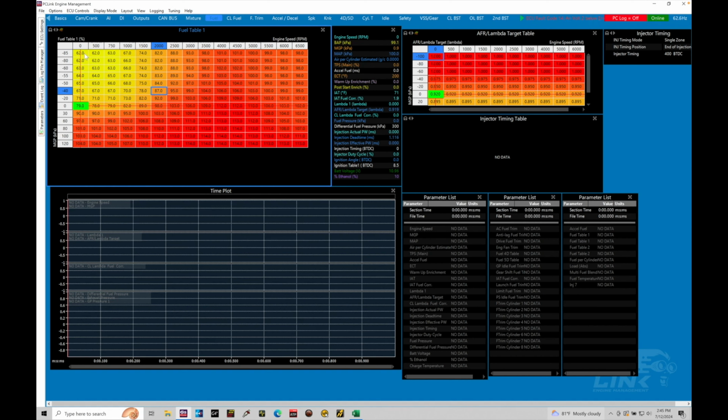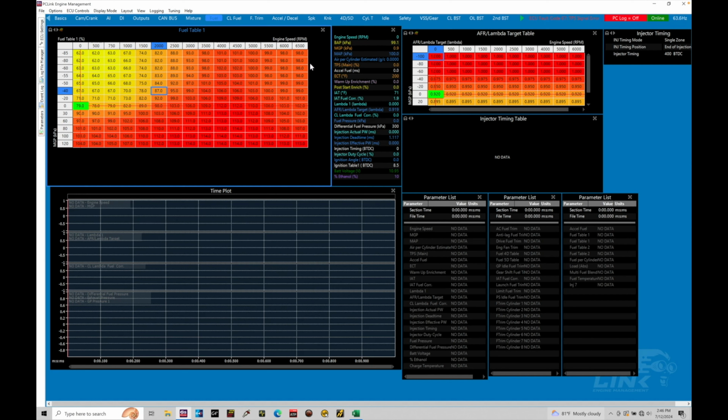What gets confusing when you start working with the Link, because it is a little bit unique, is that most standalone systems aren't set up in this manner. You'll find that the table here is set up on MGP, or manifold gauge pressure. This is a load reading into the table. So this is going to be factoring in your MAP pressure reading. Whether you're in vacuum or positive manifold pressure, it'll source the values in the table according to that engine load.